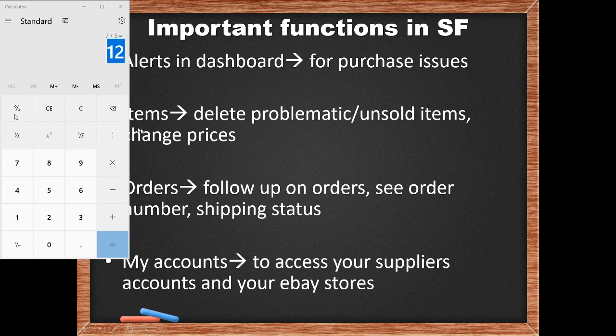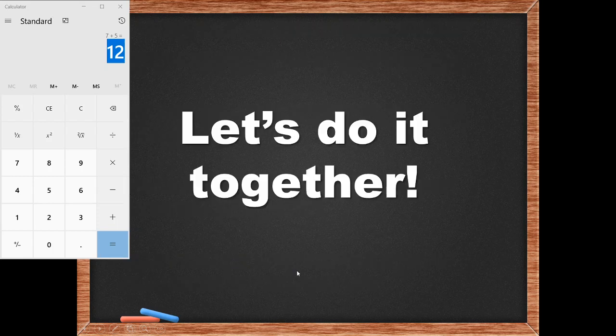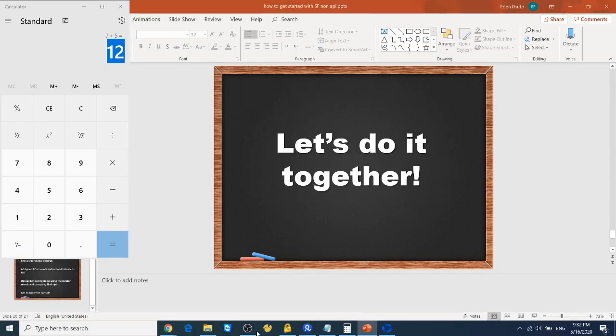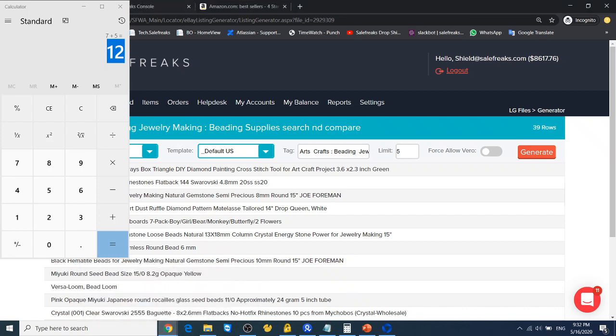Then you need to know this tab, which is called items. So you can delete problematic items or unsold items, or change prices, or do whatever you need to do with your general items. Nothing with the specific order, just items in general. Then you need to know this tab, orders, of course, so you can follow up on orders, see order numbers, see the shipping status. I'll show you everything, of course, in a bit. And the last tab is my accounts, so you can access your accounts, whether it's your supplier's accounts or your eBay accounts. So if I managed to confuse you altogether, let me show you, because demonstration is worth 1,000 words, right?